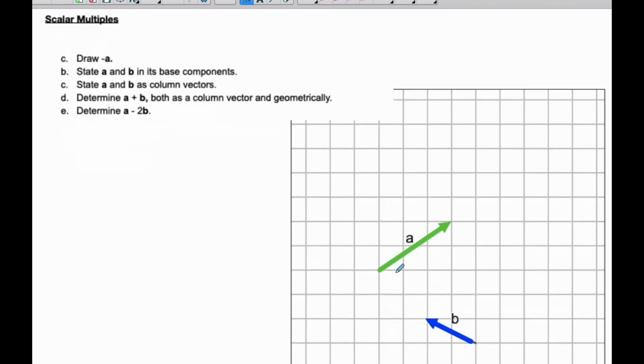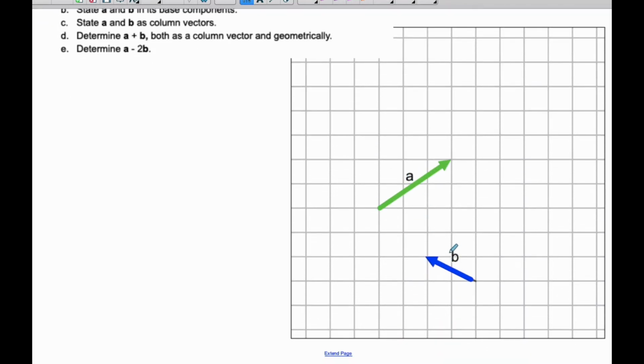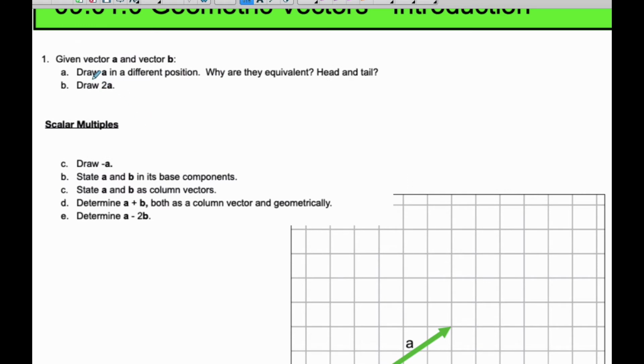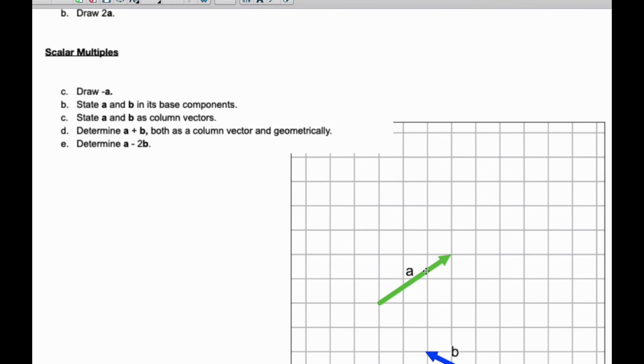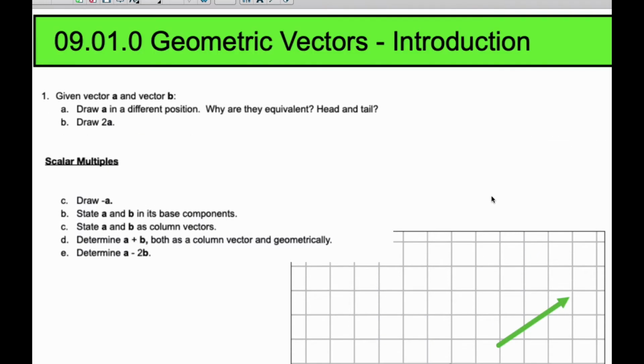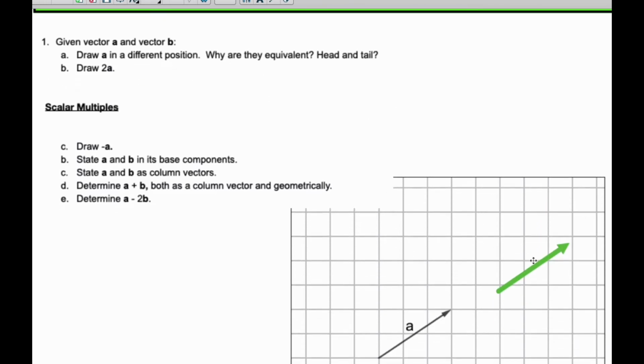Given vectors A and B, here I have A and I have vector B. Draw A in a different position. What I can do is, if here's A, I can take A and move it here. And now I have two different A's. This is also A because it has an equivalent magnitude and it's going in the same direction. Any place I put this is still vector A. It can be anywhere I want it to be. They are equivalent because they go in the same direction and have the same magnitude.